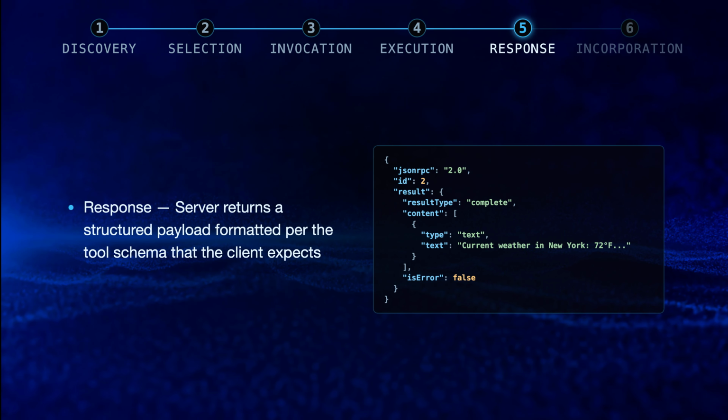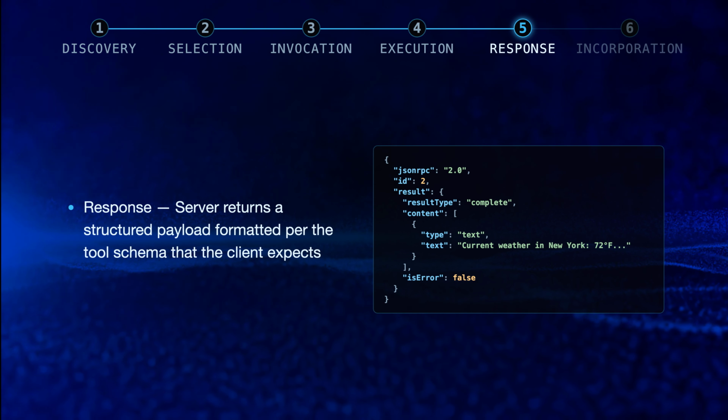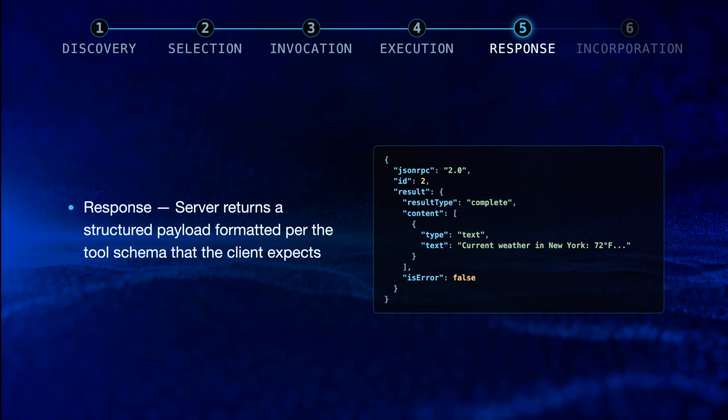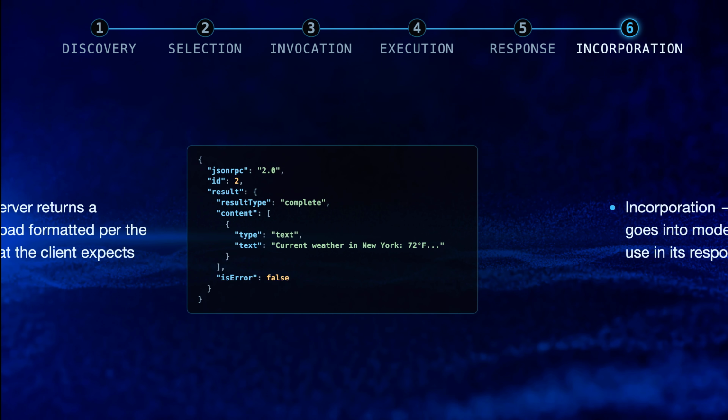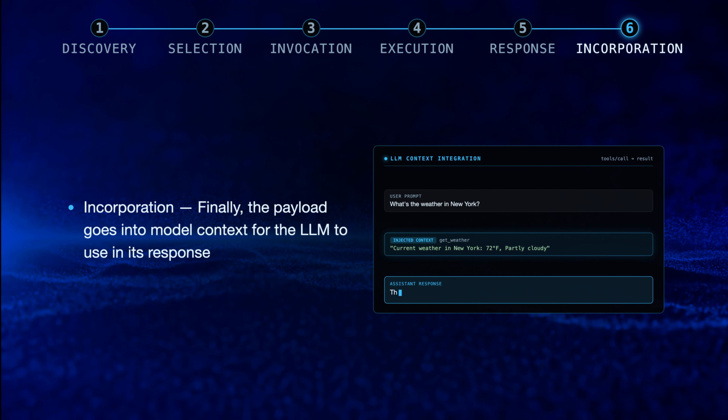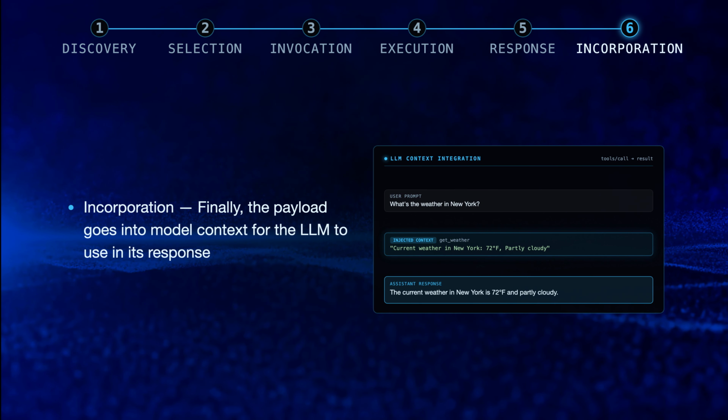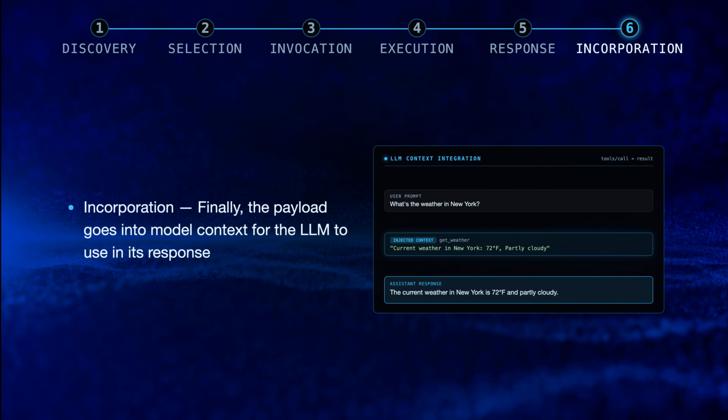Number 5, response. The server sends back a payload in a structured format that the client expects due to its knowledge of the tool schema. And number 6, incorporation. Finally, the payload goes into model context. This, of course, is the happy path.